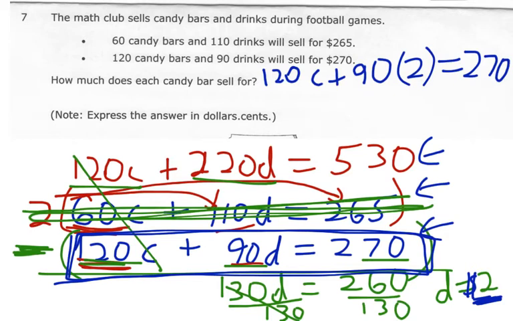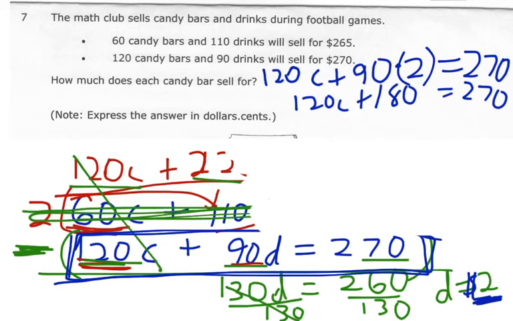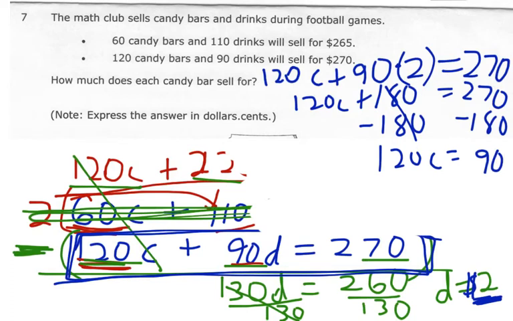And now I'm going to solve it. So 90 times 2 gives us 180. And 120C plus 180 equals 270. Now it's just a two-step equation. So I'm going to subtract 180 from both sides. And that's going to leave me with 120C equal to 90. And then I'm going to divide by 120 to solve for C.